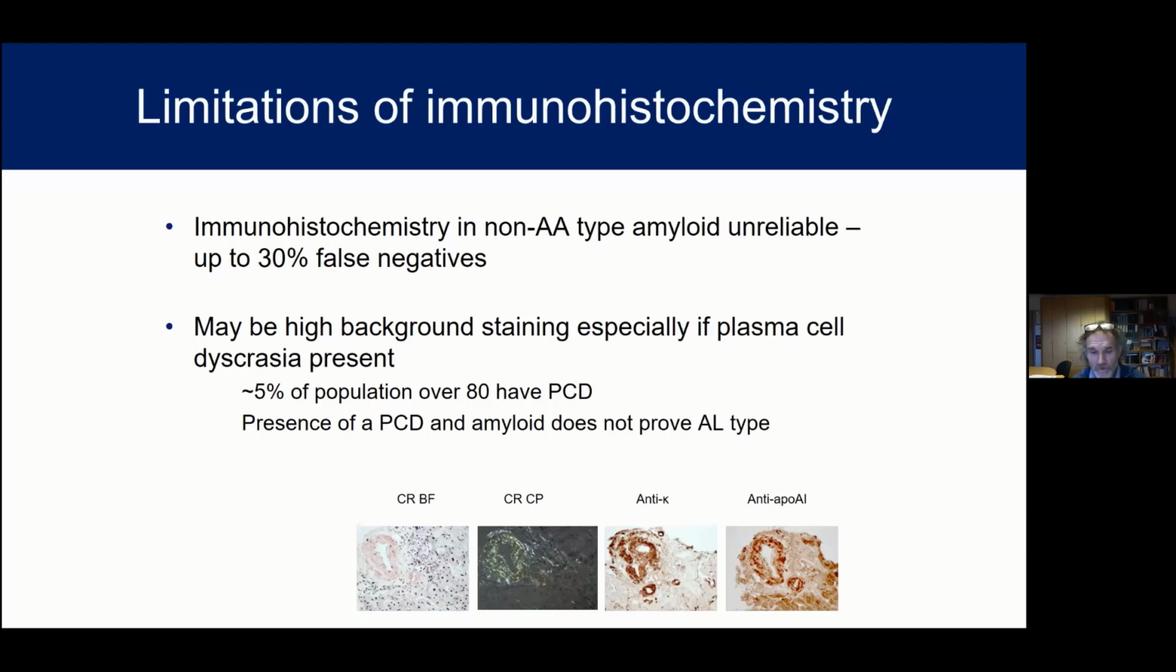Here, in the panels at the bottom, you can see a patient with Congo red staining under bright field light, Congo red under cross-polarized light showing the green birefringence, and then stained with an antibody against kappa light chain. You can see specific staining here, but you can also see staining with an antibody against ApoA1. So the immunohistochemistry here is inconclusive in itself, and that's part of the problem.